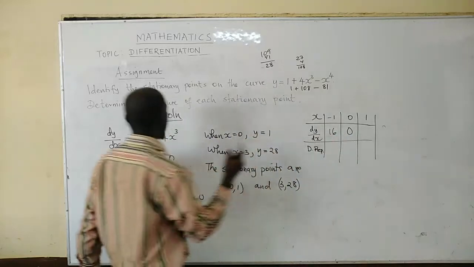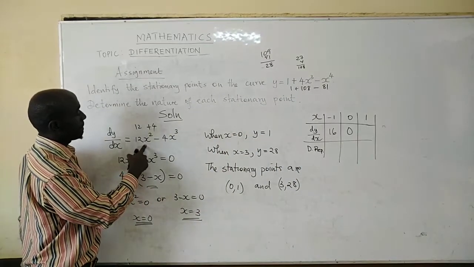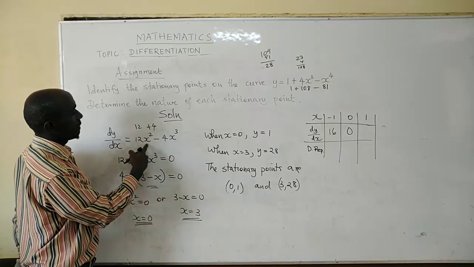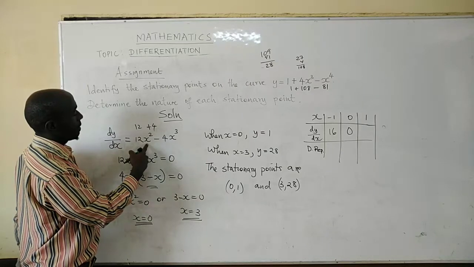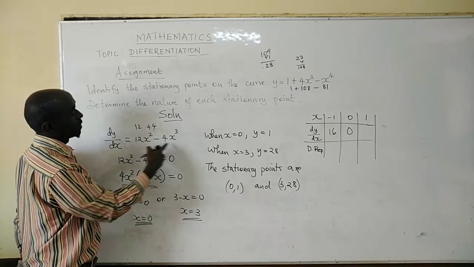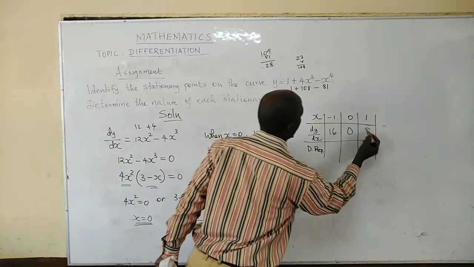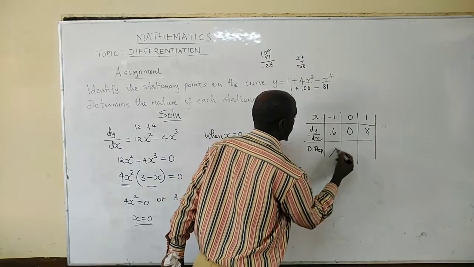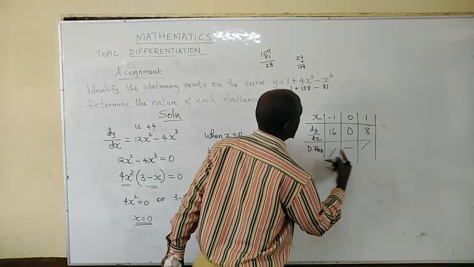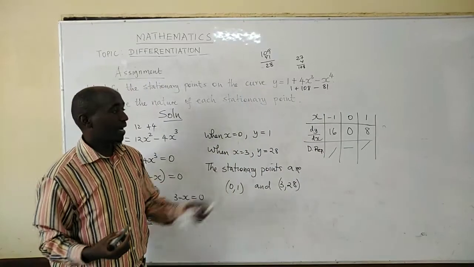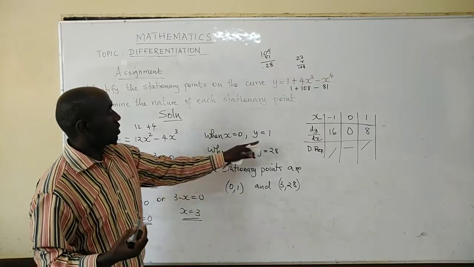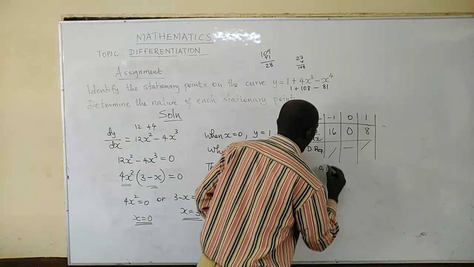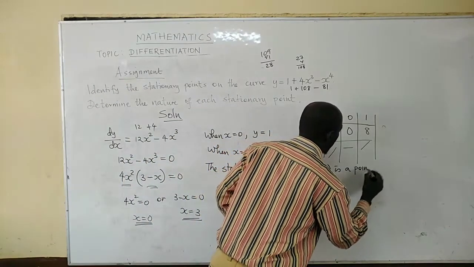Positive. Then to the right, we have 1. Put 1 here. We shall have 1 squared is 1. This becomes 12, this becomes 4. So 12 minus 4 is 8. So we have positive gradient, 0, then positive again. That is the diagrammatic representation. Positive, 0, positive. So, my dear learner, therefore, 0, 1 is a point of inflection.